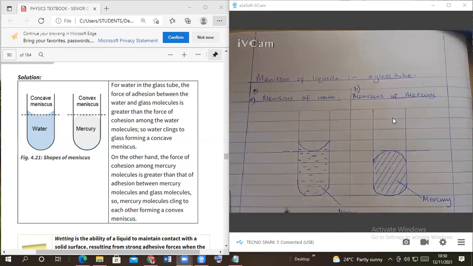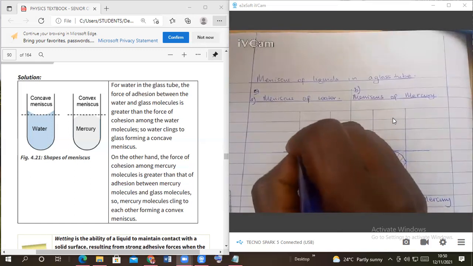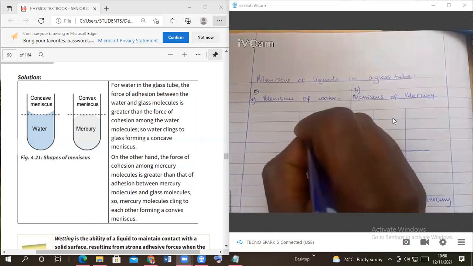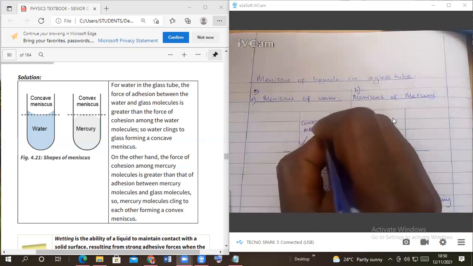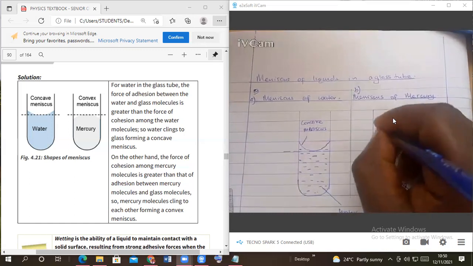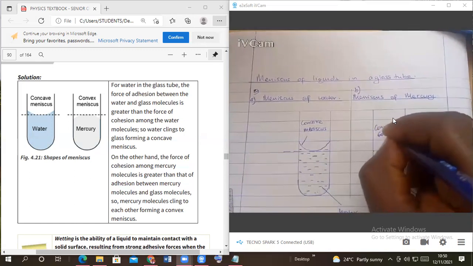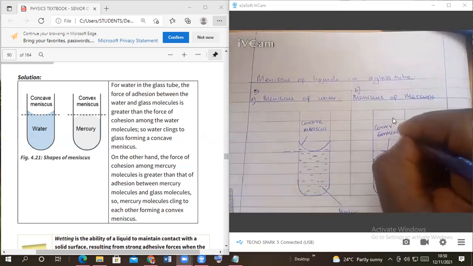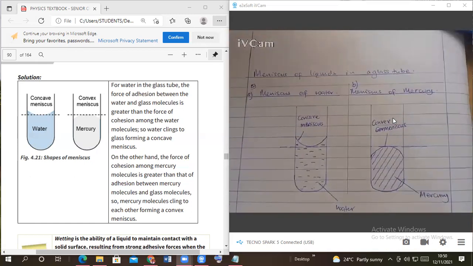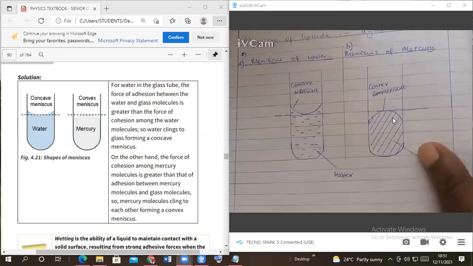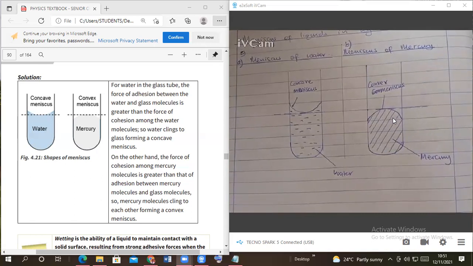Okay, water, mercury. So this one is concave. This is a concave meniscus. And this one is a convex meniscus. Okay, like that. So that's the shape of the meniscus. Now we are going to explain the reason. So for water, what is the explanation?